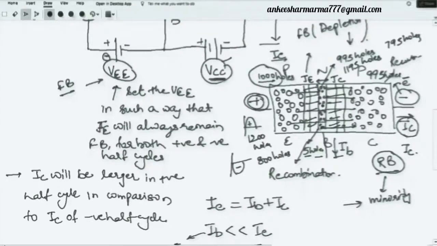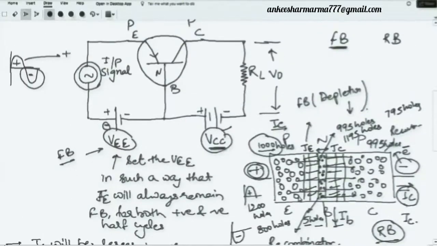This part is also clear: when the positive half cycle of your input signal is applied, then definitely more holes will reach the collector region. This is the case of PNP, right? If I take the case of NPN, I will say more electrons will reach the collector region, whereas in the negative half cycle, fewer holes or fewer electrons will reach the collector region. What is going to happen if fewer electrons or holes reach? The current will reduce, the IC current will reduce.